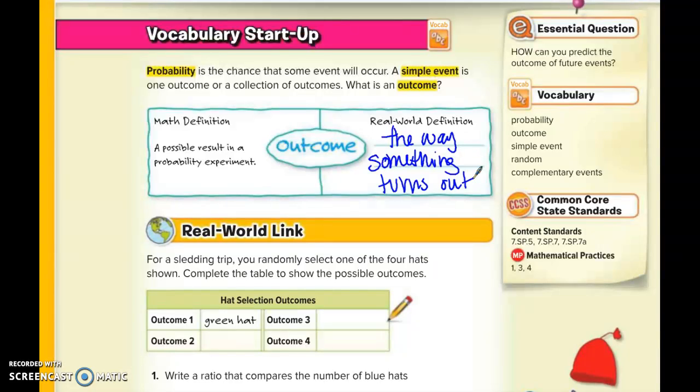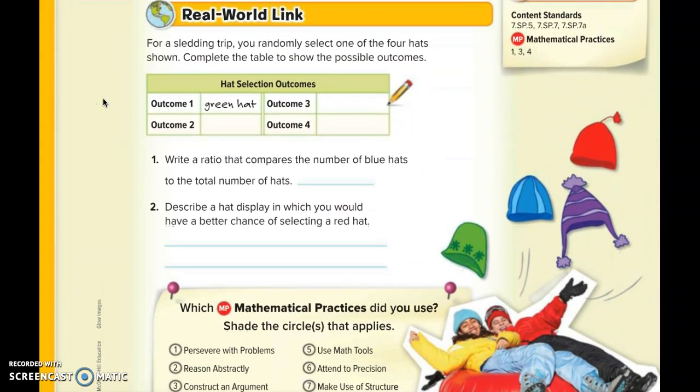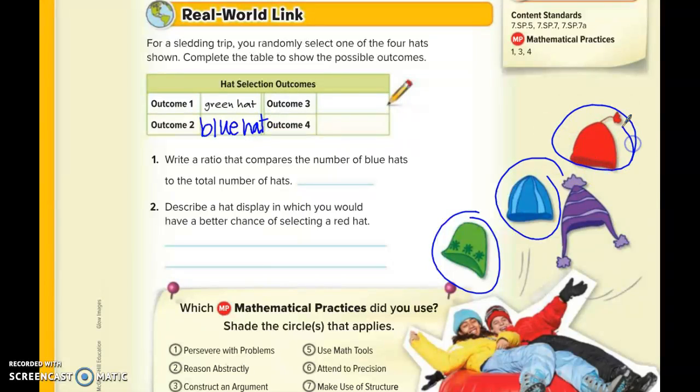Okay, so if you go down to the real world link, we're going to talk a little bit more about some specific examples. For a sledding trip, you're randomly going to select one of your 4 hats shown. We need to complete the table to show the possible outcomes. If we look in this picture, I have a green hat that I could choose. I have a blue hat, so that's a possible outcome. I have a red hat, so that's another outcome. Or I have a purple hat. So those are the 4 choices or 4 outcomes that I have.